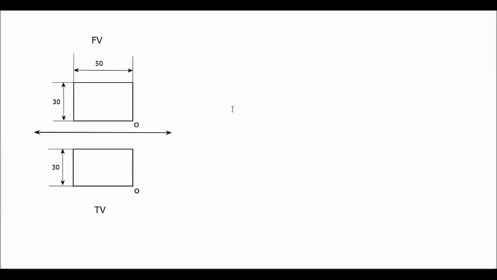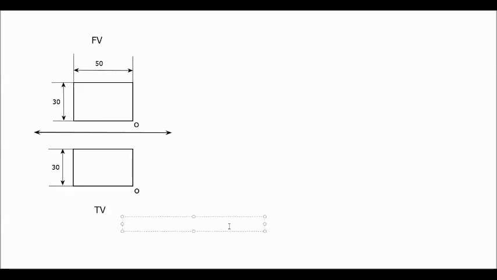So the front view of the object is a rectangle. The top view of the object is also a rectangle. The dimensions of the object are given in the front view as well as in the top view. Now for drawing the object, first it is necessary to identify the length, width and height of the object.